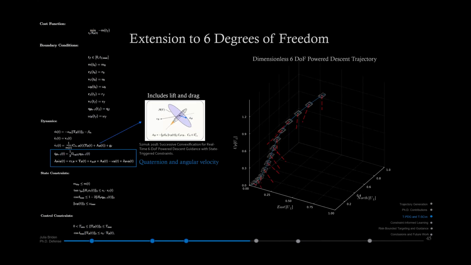So now that we tested T-PDG in 3 degrees of freedom, an even harder problem to test on is extending to 6 degrees of freedom. So while before we were treating our spacecraft as a point mass, now we're actually considering rotation. So we have a quaternion that denotes what rotation our vehicle is in, and then also angular velocity to get the velocity of that rotation. And we also include lift and drag in this formulation, specifically for a Mars powered descent guidance problem.